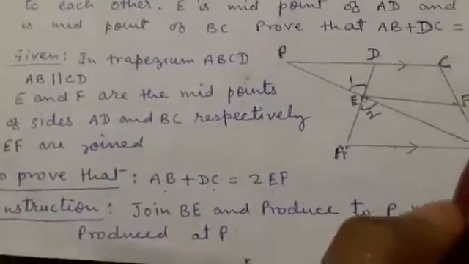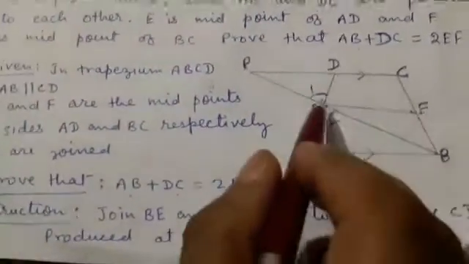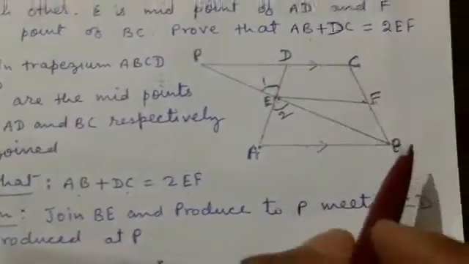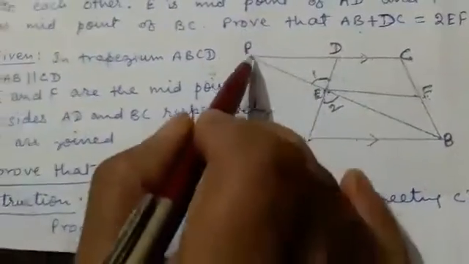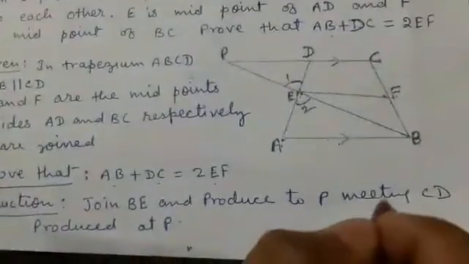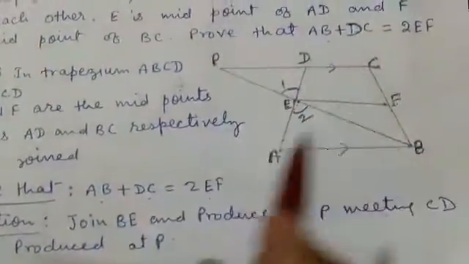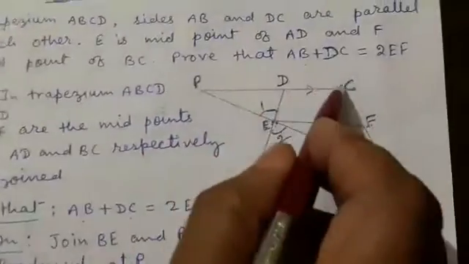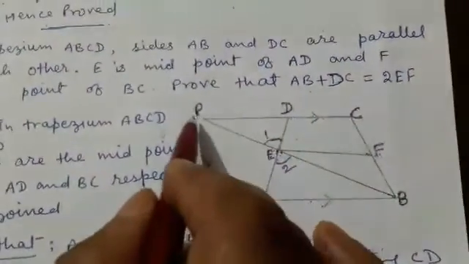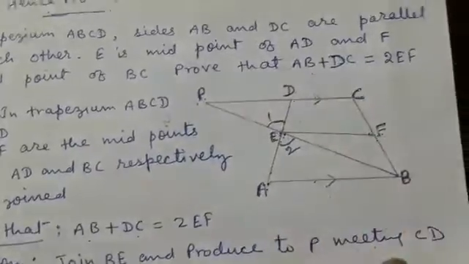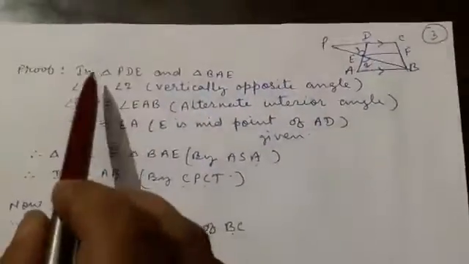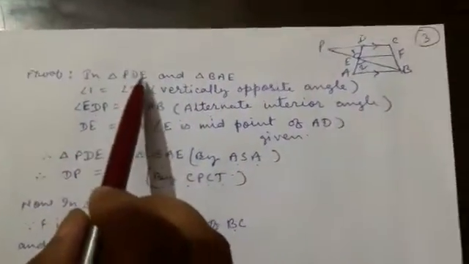Join BE and produce it to P. We will extend BE till P, meeting CD produced at P. Now we will extend CD also to meet this point P. Now proof. Now we are going to prove in triangle PDE.